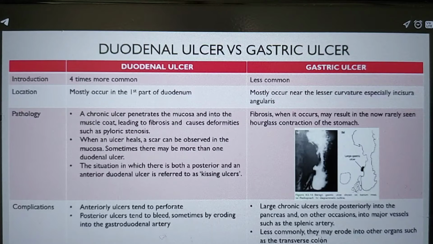So duodenal ulcer will give rise to complications like perforation, in which anterior ulcers tend to perforate and posterior ulcers tend to bleed.